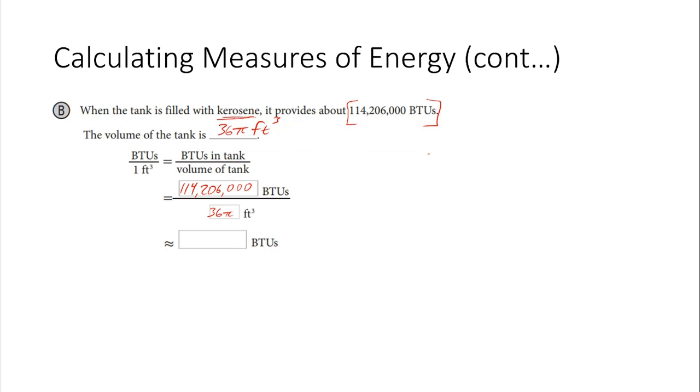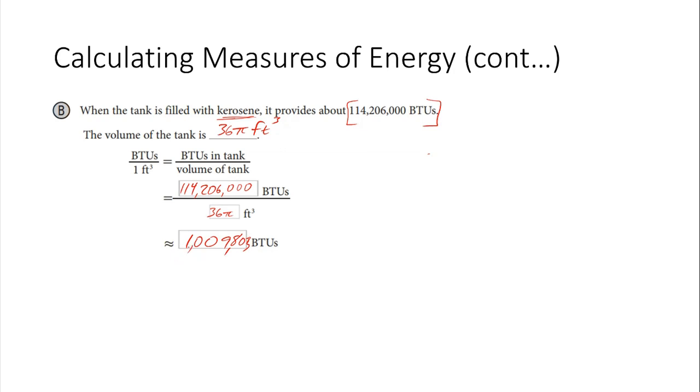So we have 114,206,000 BTUs divided by 36 pi, and you should get, and actually you could round up because it's 0.7, but you know, there. So technically it's 3 if I round up. But that is a lot, right? That is a lot of BTUs.